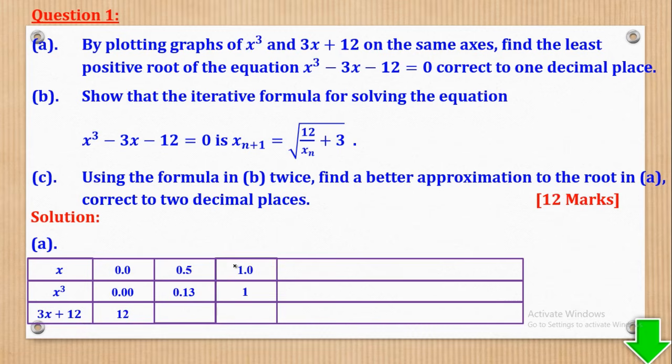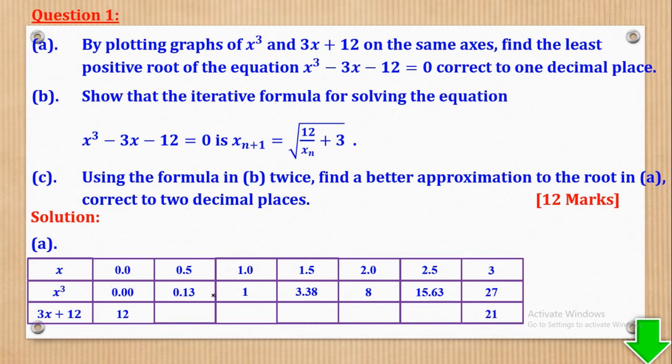So when x is 1, I'll come up with that. When x is 1.5, I'll come up with that. And when x is 2, I'll come up with that. When x is 2.5, I'll come up with that. When x is 3, I'll come up with that. And also that.